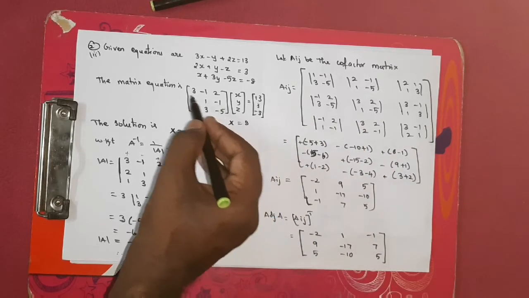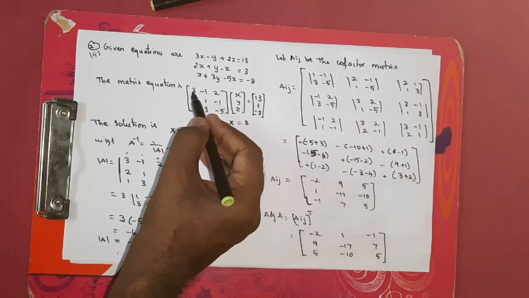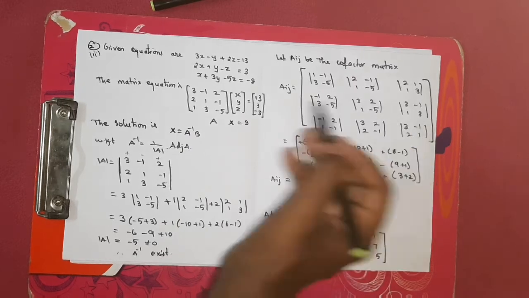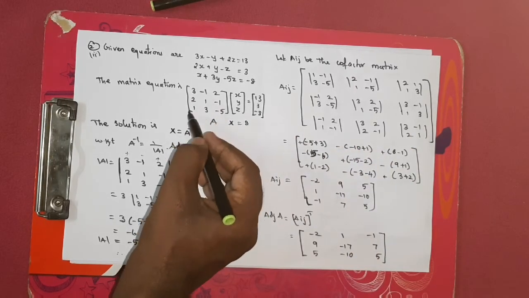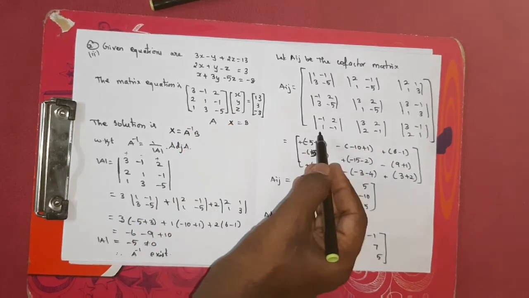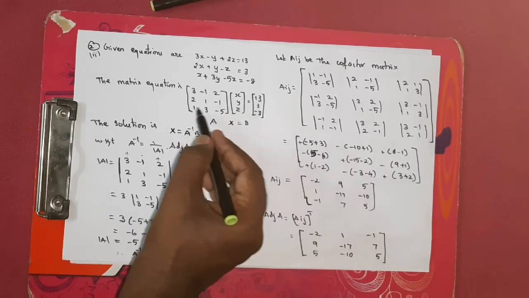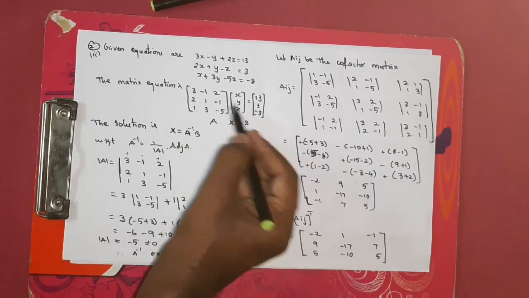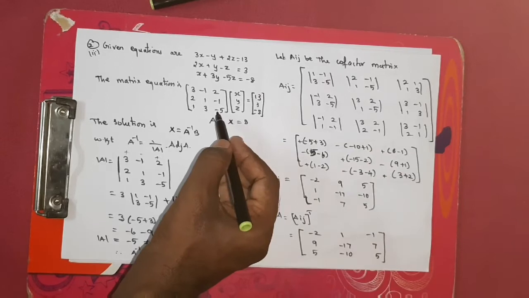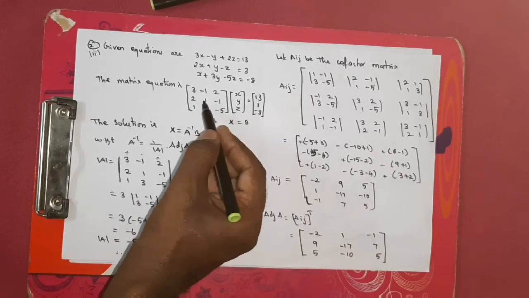Okay, for this minus 1 the entries are, leave this row and this column. So 3 minus 1 1 3. And for 1 minus 1 2 1 minus 1. And for this 3 leave this column and row, 3 2 1 2 minus 1. So like that, for minus 5 the entries are 3 minus 1 2 1.